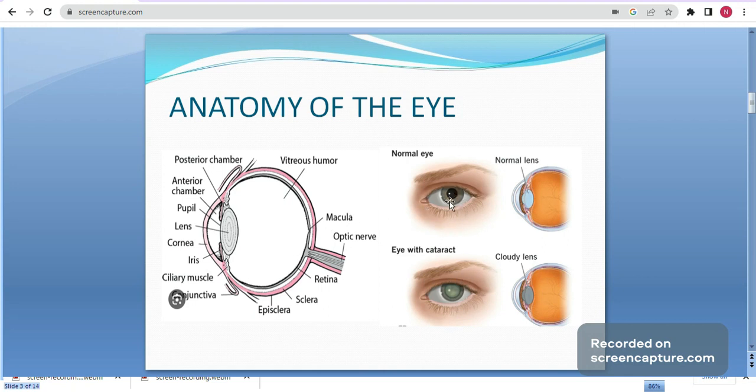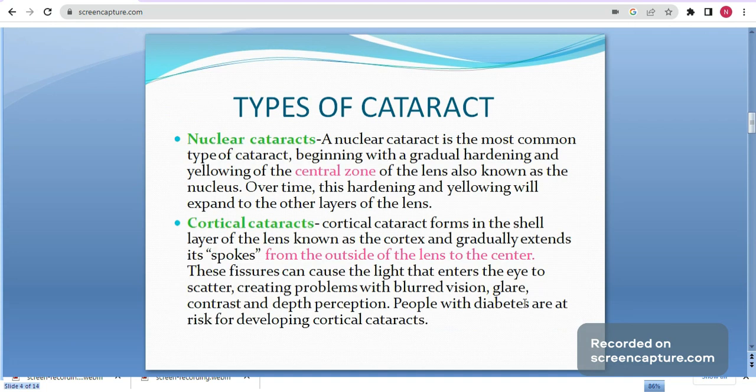Like this one is the normal eye, the lens is clear, but here the lens has become opaque, and as a result it is cloudy. So this is the cataract condition. Now there are different types of cataracts depending upon how the lens has been changed. It could be a nuclear cataract. Nuclear cataract means the opacification has started from the nucleus of the lens.